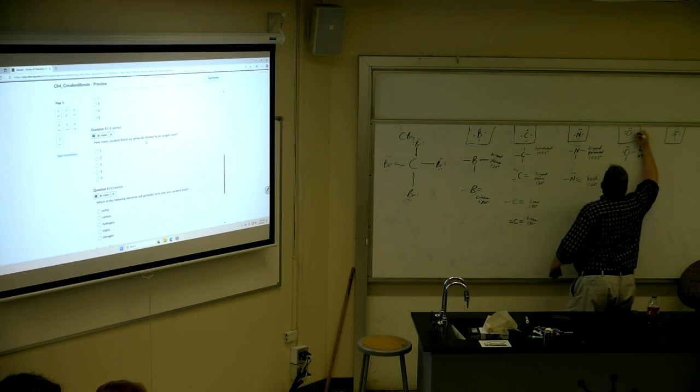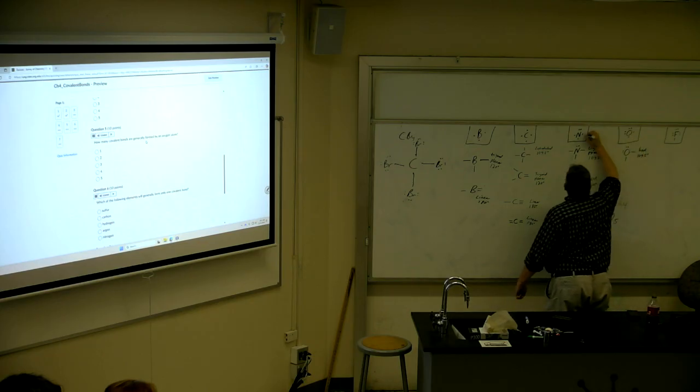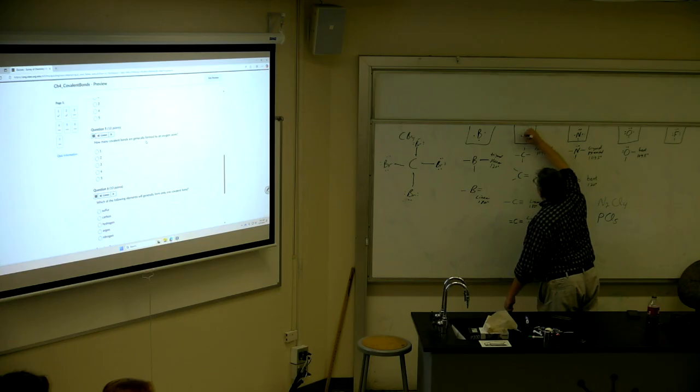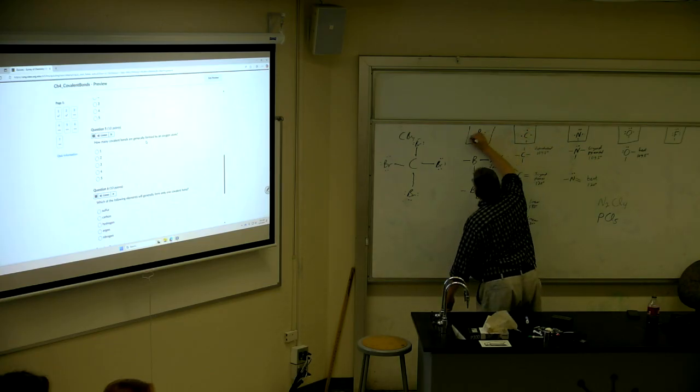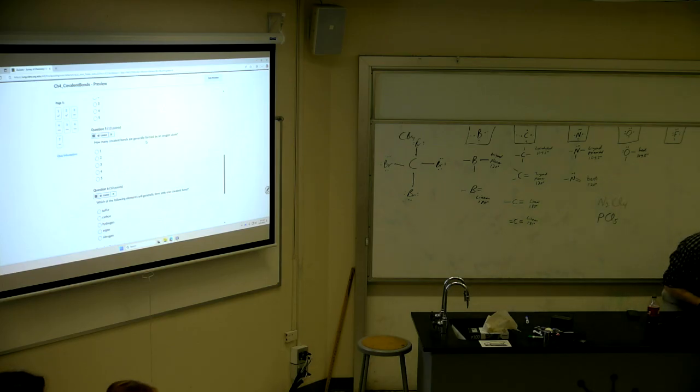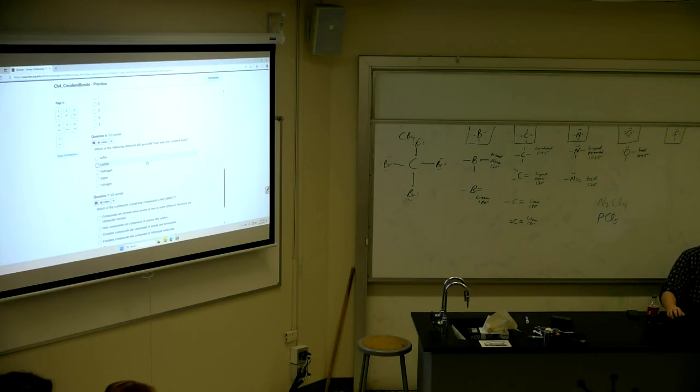So that's where you get your bonds. Oxygen can make 2 bonds. It can make 2 single bonds with 2 different atoms, or 1 double bond with 1 atom. Hydrogen makes 1 covalent bond, and so do all of these: fluorine, chlorine, bromine.